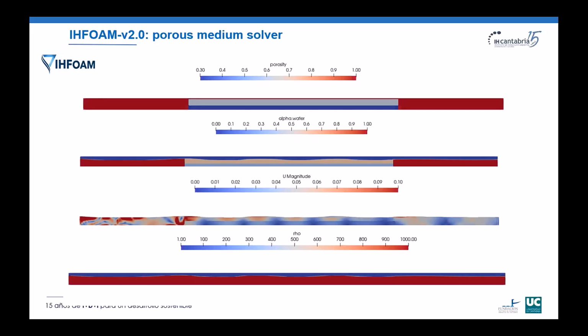Velocity, of course, is going to be damped inside of those porous media according to the equations. And as we are going to be using the same fluid through the whole wave flume, density must be kept constant, and in this case it is water.